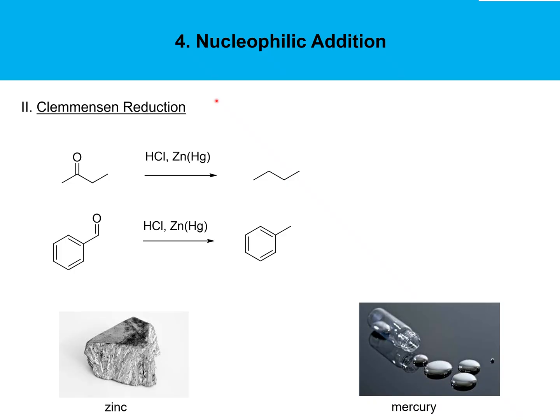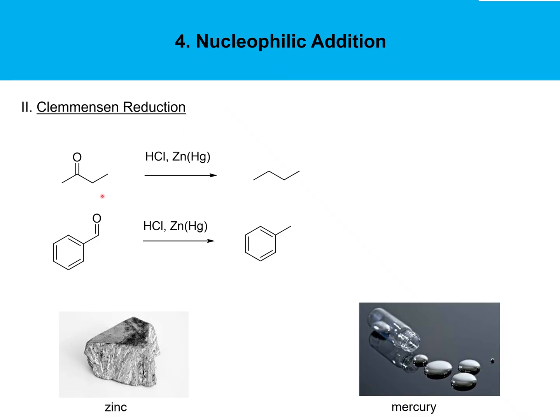A complementary reaction to the Wolff-Kishner reaction is the Clemmensen reduction. So this reaction does the same thing as the Wolff-Kishner. It turns ketones and aldehydes into alkanes. However, it does it under acidic conditions. So here's an example of the Clemmensen reduction.